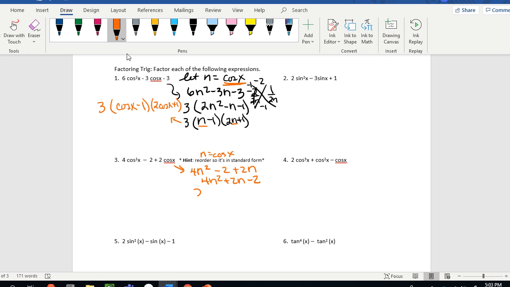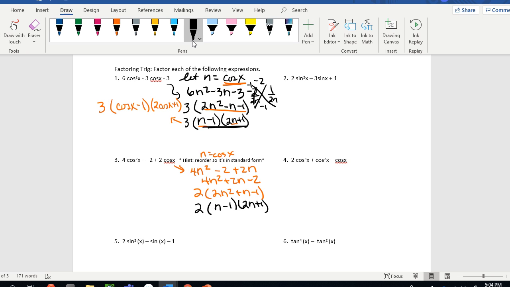All of a sudden you go, wait a minute, I can pull a 2 out of all this. You're right. 2n squared plus n minus 1. Wait a minute. It follows the same pattern. Yay, we're going to cheat. 2 times n minus 1 times 2n plus 1. How did I do this? I stole my answers from up here because they match.